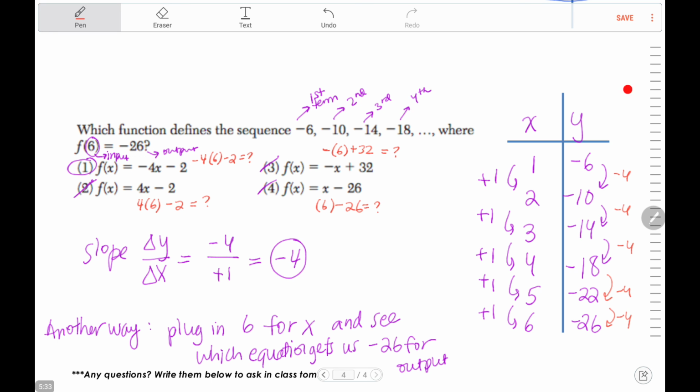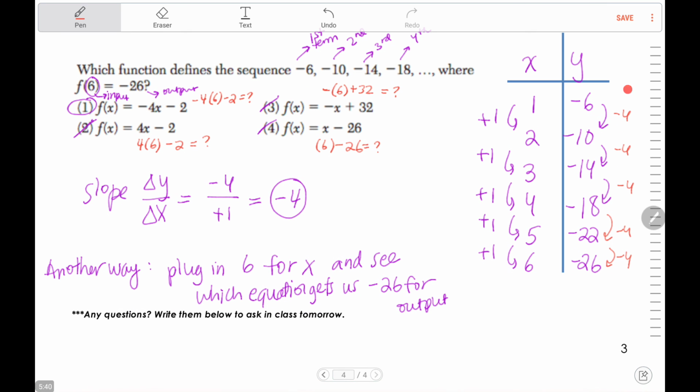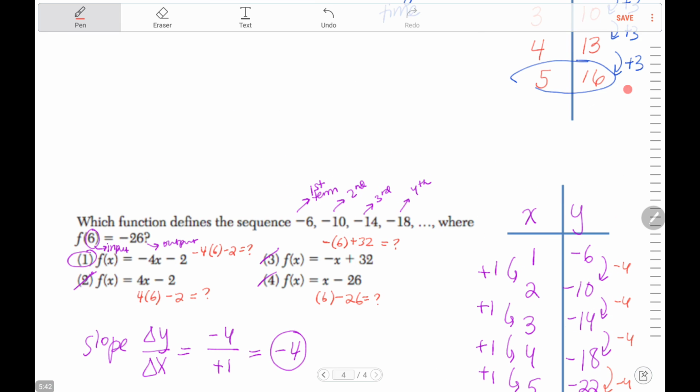You can use a table, you can plug in our calculator, we can look at the y equals in the calculator. If you have any questions about this, please write them below, and we will be using this in class.